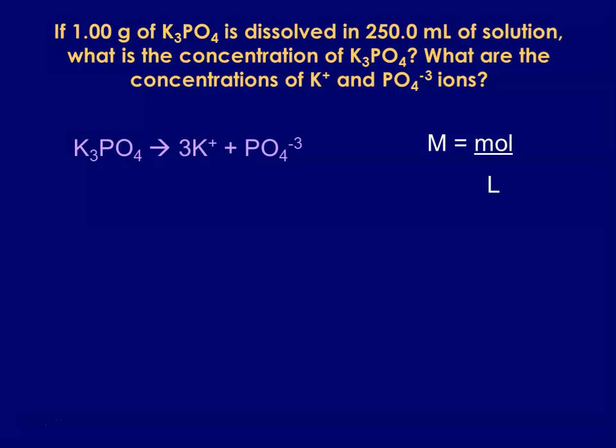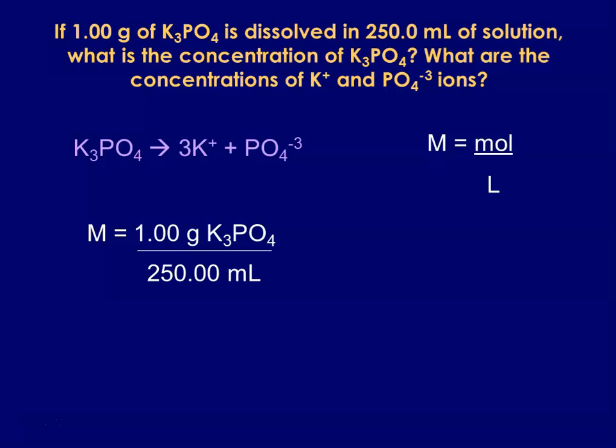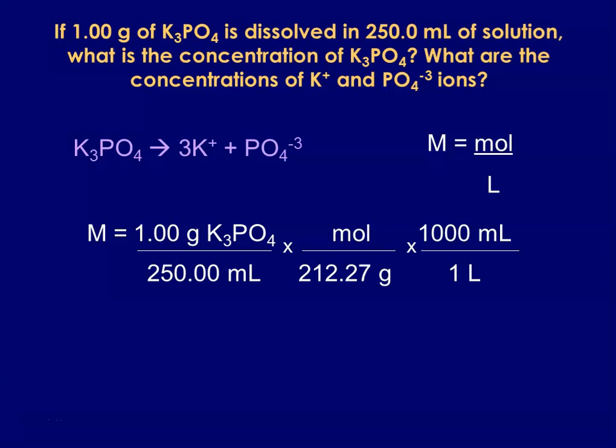So this is going to be set up similar to what I did with the last one. Again, you can do the two pieces separate and then substitute them into your molarity equation. But I'm going to take the grams of potassium phosphate, divide it by my volume, 250 milliliters, convert the grams to moles using the molar mass for K3PO4, and 1,000 milliliters per liter to convert my milliliters to liters. The grams cancel out, the milliliters cancel out.